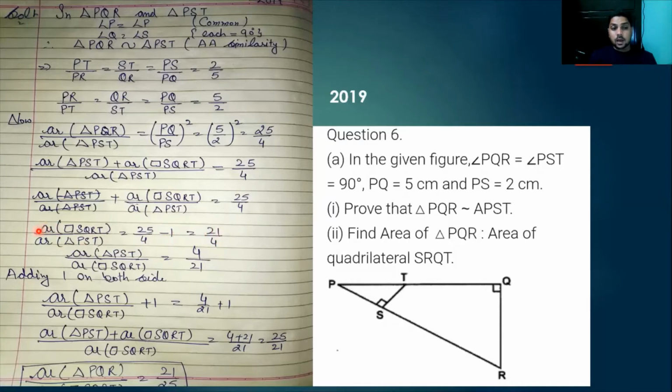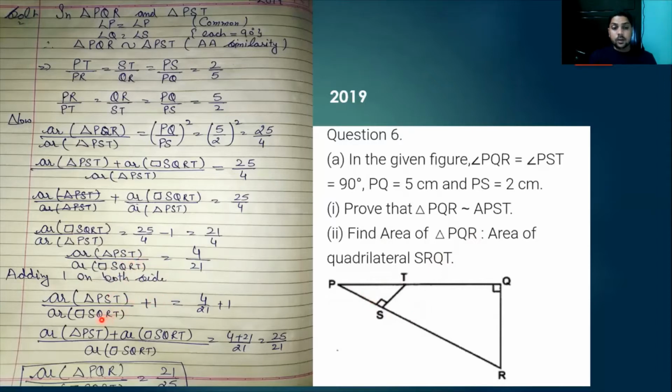But this is the ratio of the area of the quadrilateral over the area of the smaller triangle PST. What we want is the area of triangle PQR, the larger triangle. So what we are going to do right now is first invert it. When you invert it, we have area of triangle PST upon area of quadrilateral SQRT. To find the area of the larger triangle, we can have the area of this plus this. So first invert it, then add 1.